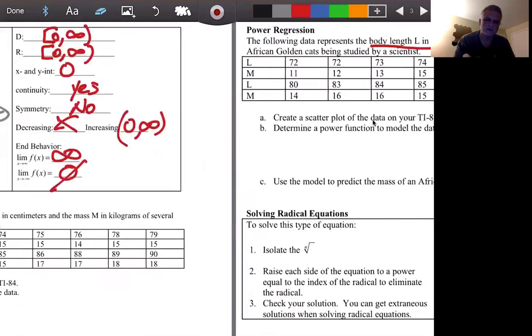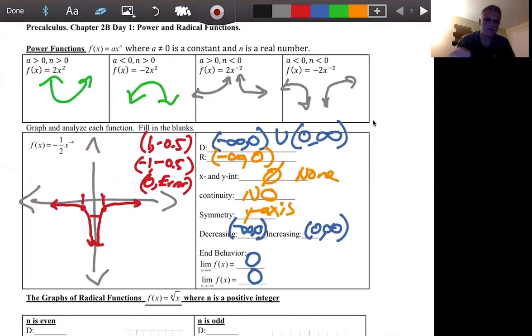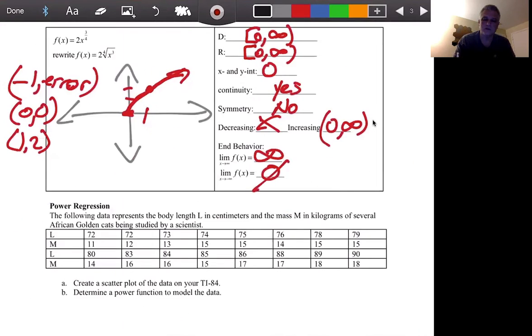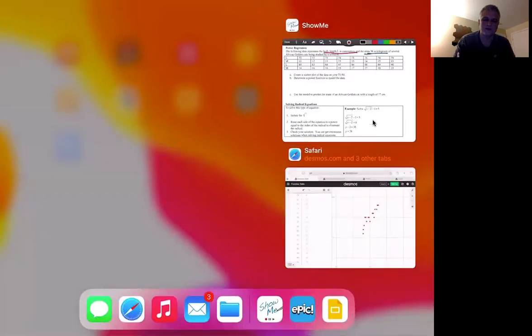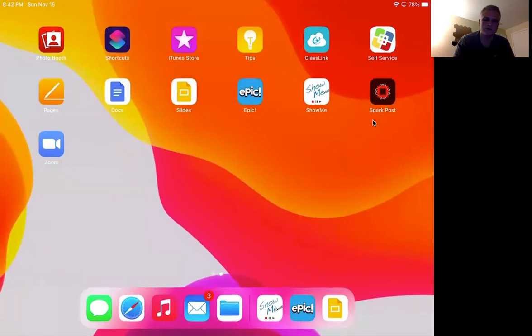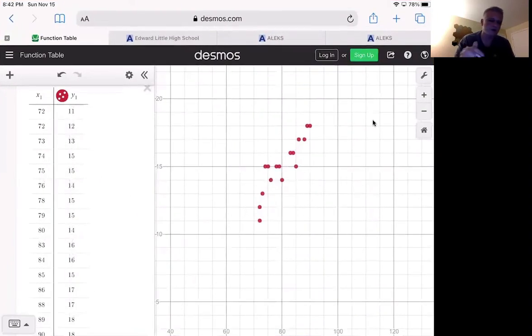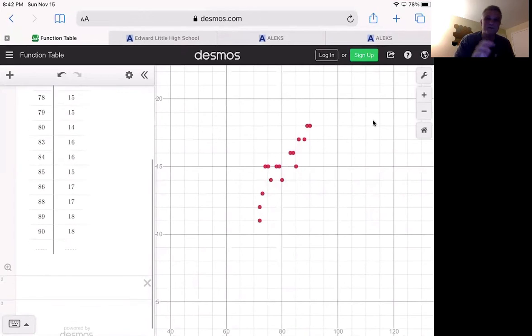Okay? A power function is in the form of y equals a times x to the n. So let's look at putting this into Desmos and seeing exactly how we're going to get our regression from Desmos.